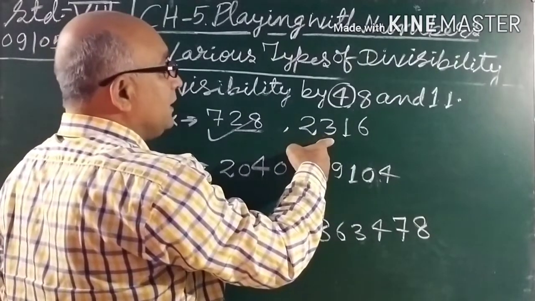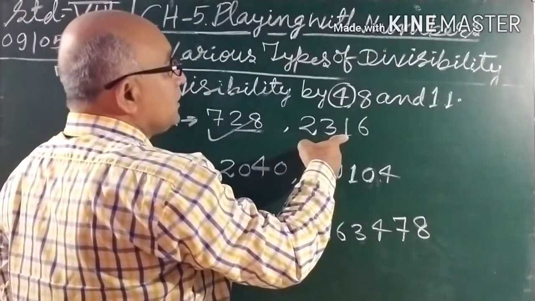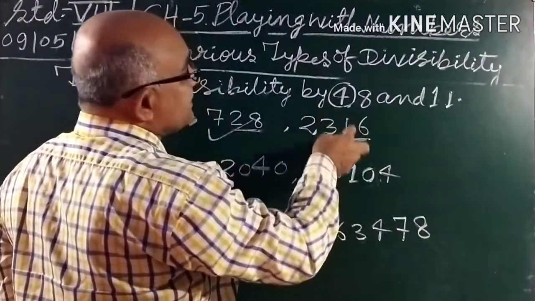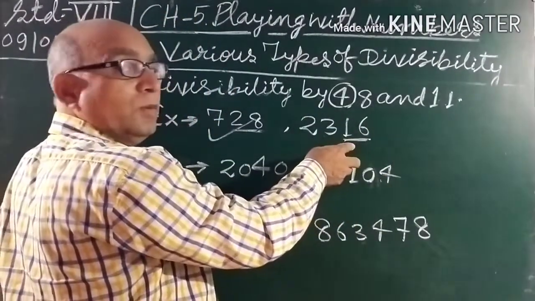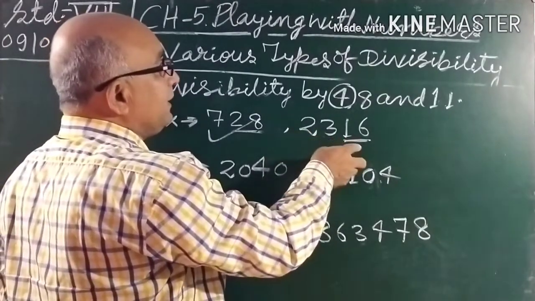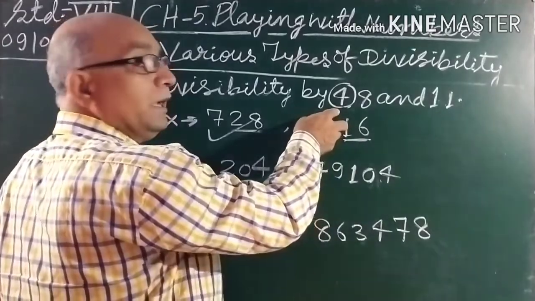2316. Its last two digits form the number 16, and 16 is divisible by 4. 4 fours are 16. So 2316 is divisible by 4.